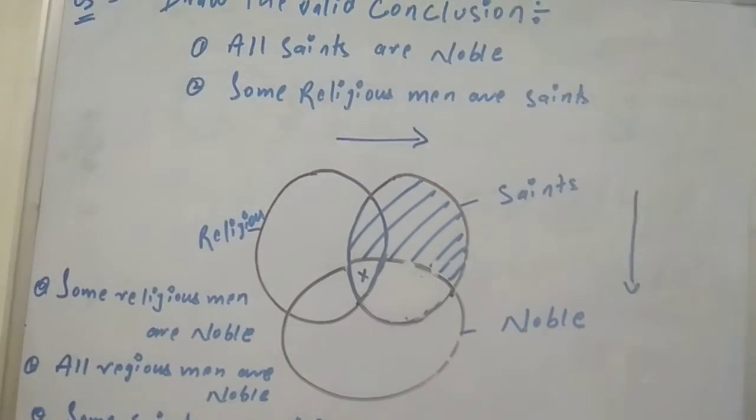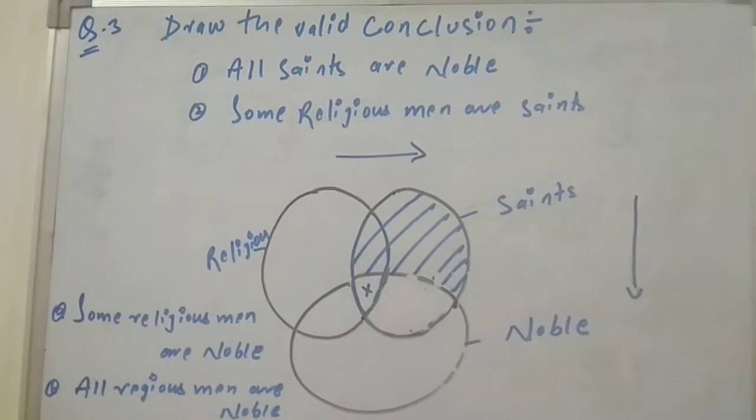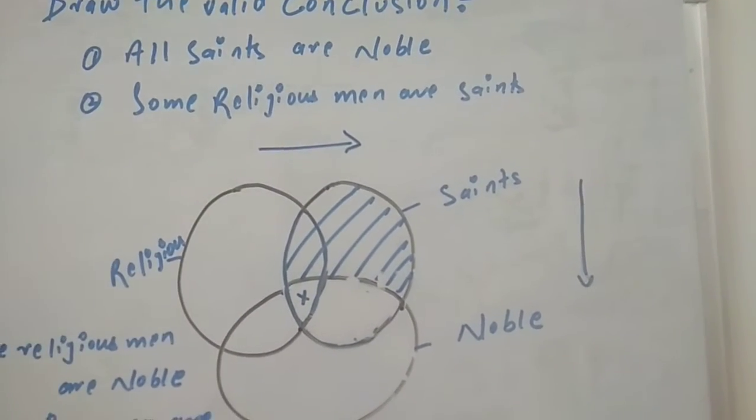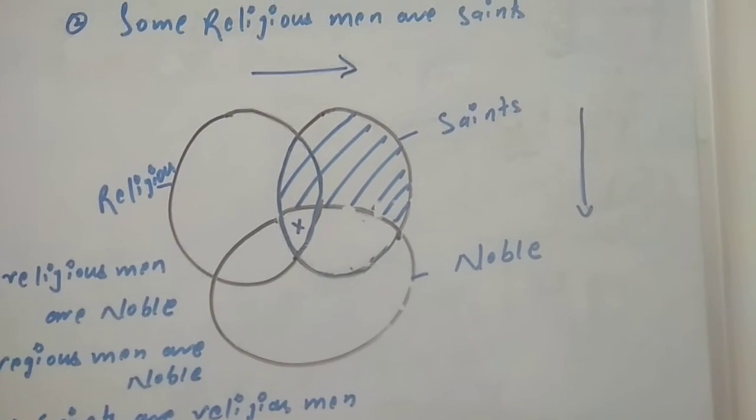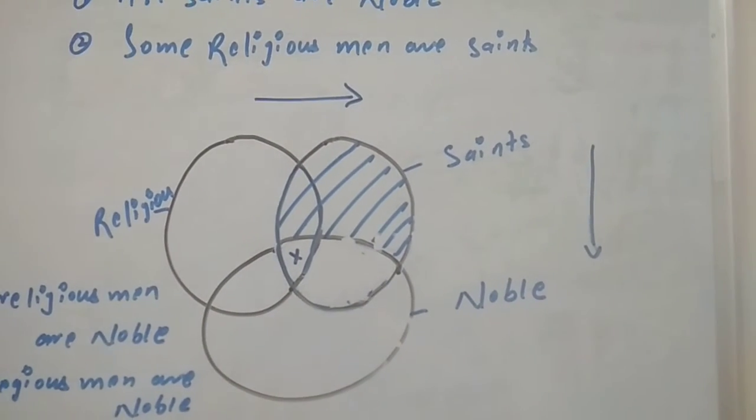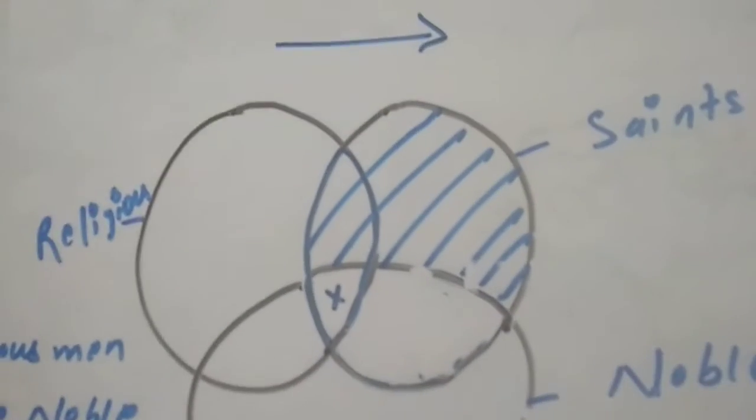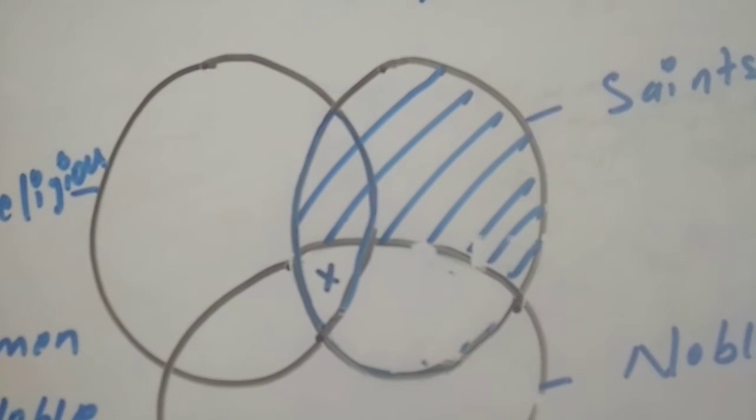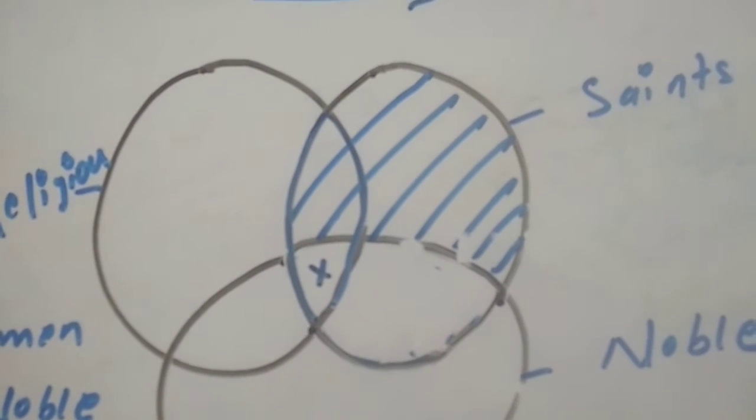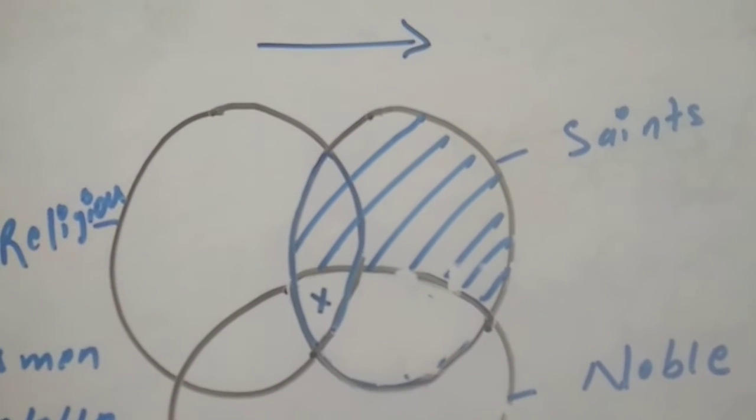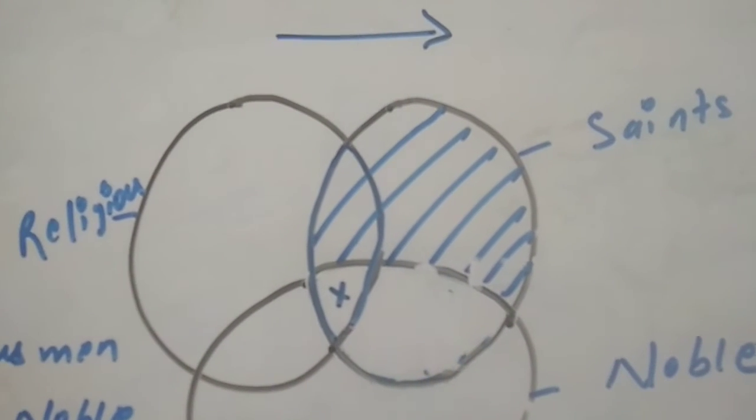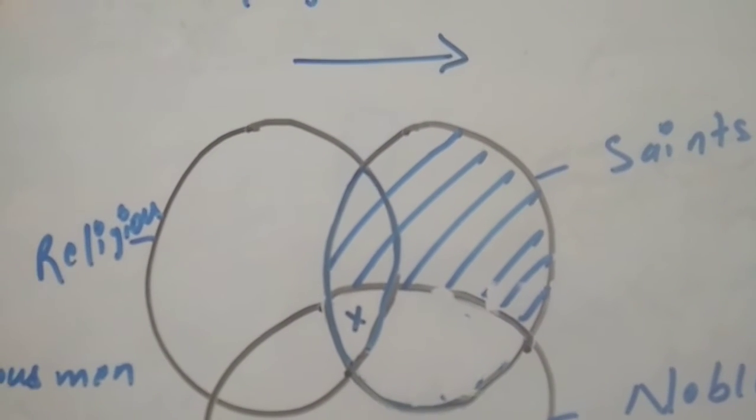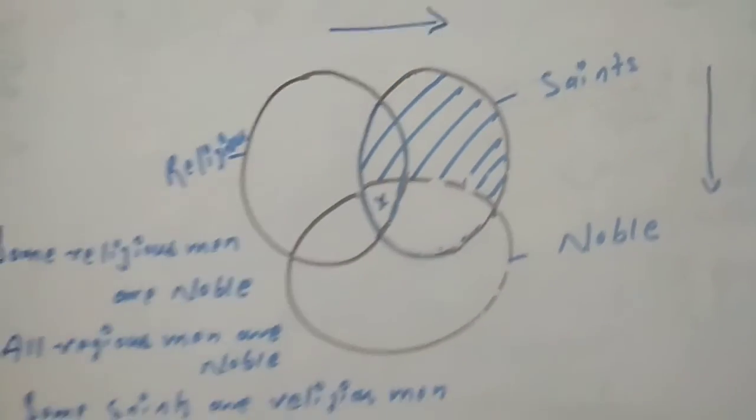So now they are asking all saints are noble, so I mark the other part with a different color. Second statement is some religious men are saints. So now take the relationship between the religious men and saints. This is the religious men and this is the saints. The relationship exists in the part where they are intersecting each other. The rest are separate parts. So here I draw a cross sign, which means it is somewhere here. Some religious men are saints. Now go with the conclusions.